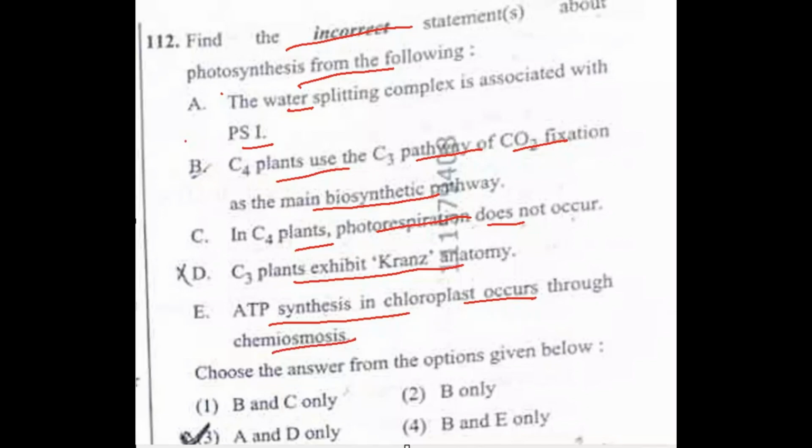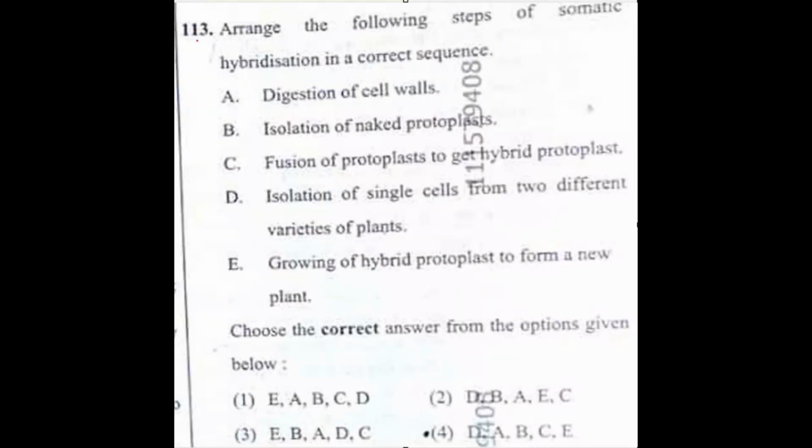And the answer is option 3 over here, which shows that the incorrect statements are statement A and statement D only. What is incorrect? That means option A, the water splitting complex is associated with PS1, is incorrect. And the other incorrect statement is D, that is, C3 plants exhibit Kranz anatomy. That is also wrong.